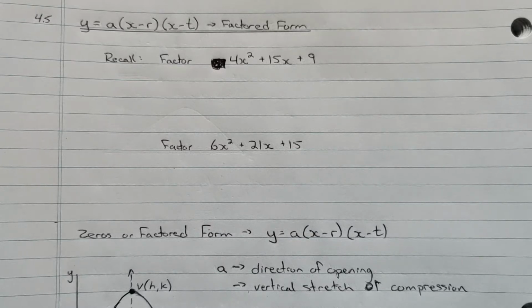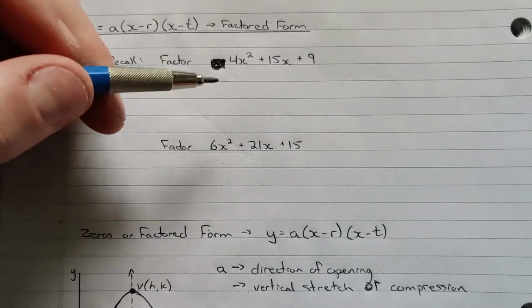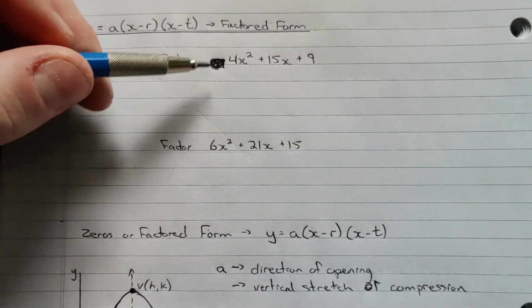So for the last part of this section, looking at the three different types of quadratic equations, we have the standard form, the vertex form, and now we're going to look at the factored or zeros form, which is a times (x minus r) times (x minus t), both in parentheses. And so just to start here, we're going to do some factoring.